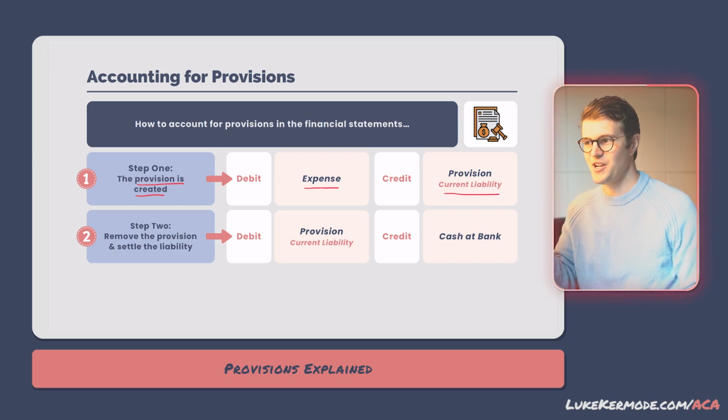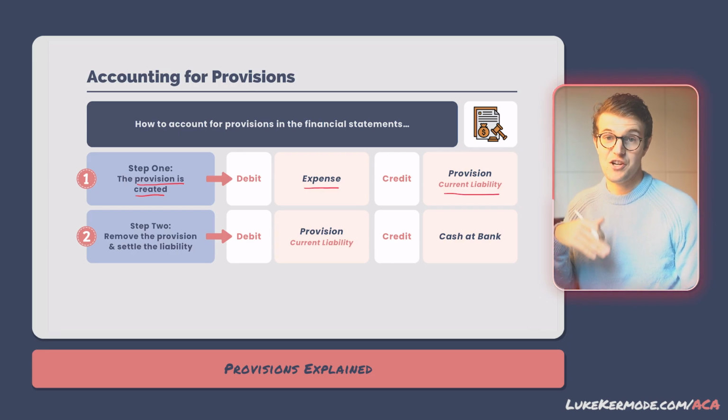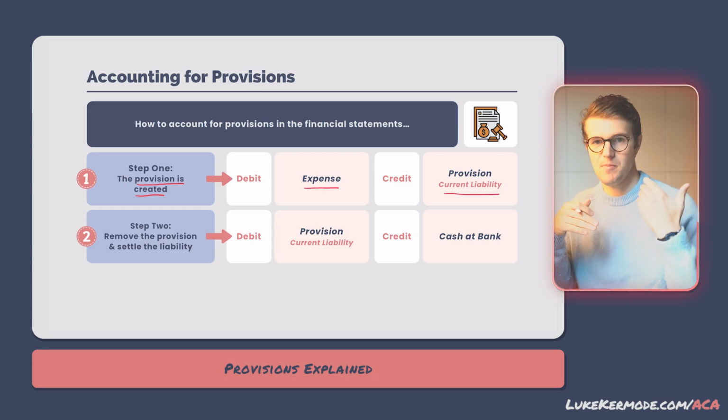Our second step is to settle the obligation. So when the business actually pays the amount owed to settle the obligation, the provision needs to be removed from the balance sheet. And also cash at bank needs to be reduced because a payment's been made.